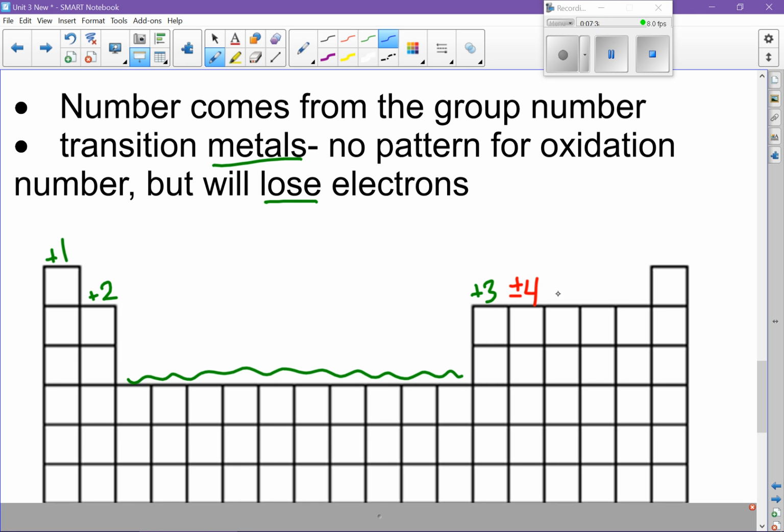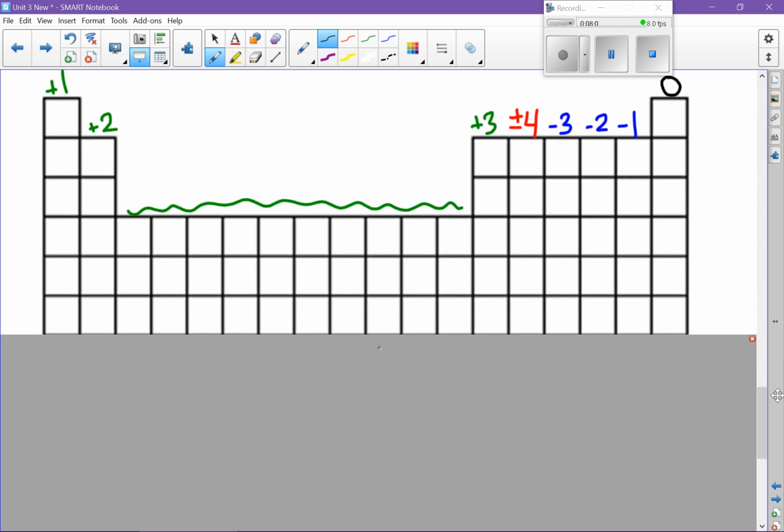Now we get into the nonmetal territory. So it becomes a -3, which has to be negative because it's a nonmetal, then -2, -1, and the noble gases over here are happy. They have their full octet, so they are 0. This is the pattern that you need to get in your head: +1, +2, +3, +/-4, -3, -2, -1, 0. That's going to help you predict the ions and the oxidation states for those elements.